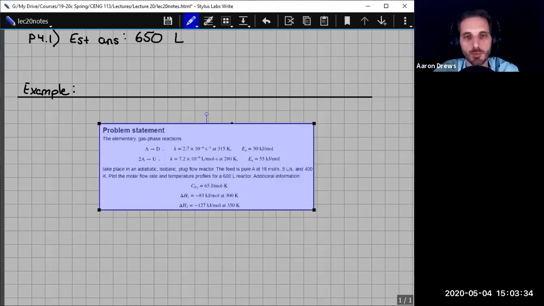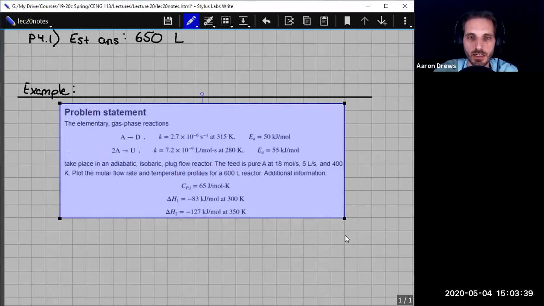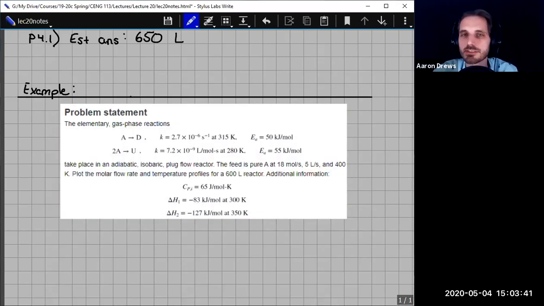And so the problem that we're going to deal with is the one that I've posted on Canvas. I want to say it's straightforward in the sense that I'm not asking for anything bizarre, right? What I'm asking for is a plot of the molar flow rate as well as the temperature profile. Those will run across the total volume of the reactor, and it's 600 liters. So we've got molar flow rates and temperature profiles. It's fairly straightforward in that sense.